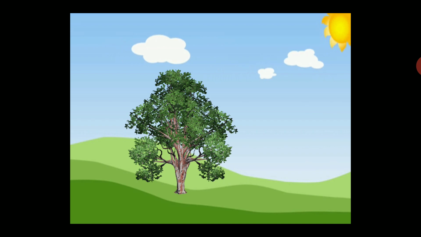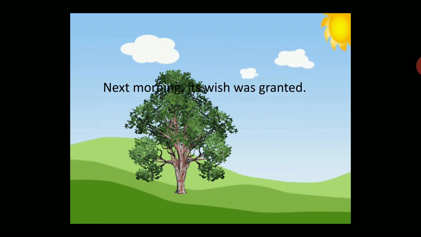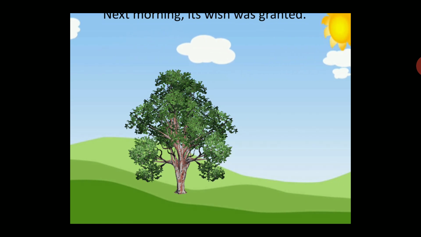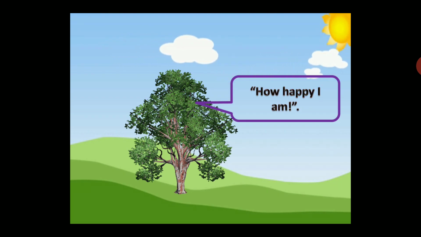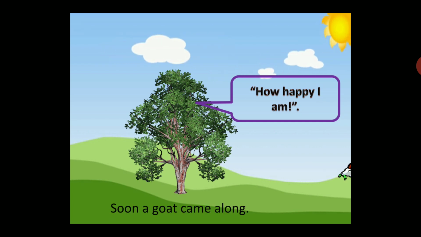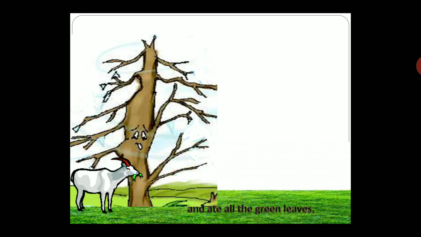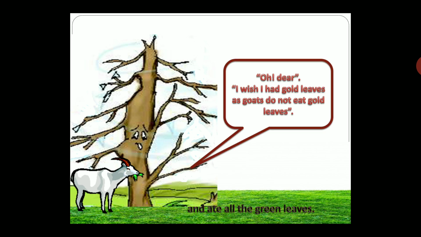Then next morning, what happened? Its wish was granted. Now the tree was very happy and it said, how happy I am. Soon a goat came along and ate all the green leaves. Then the fir tree said, oh dear, I wish I had gold leaves, as goats don't eat gold leaves.